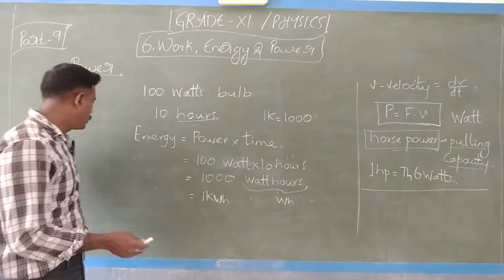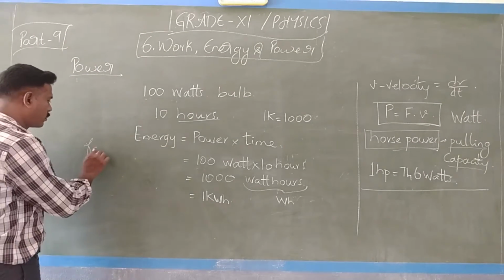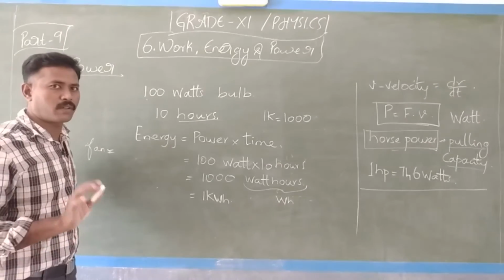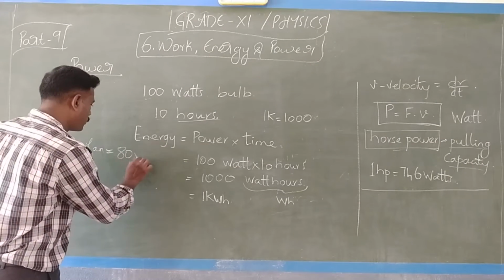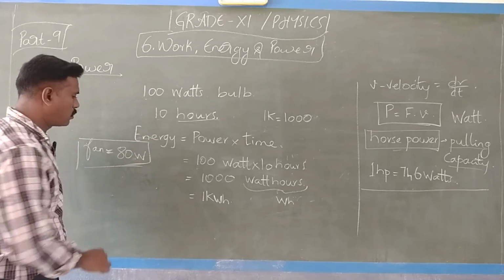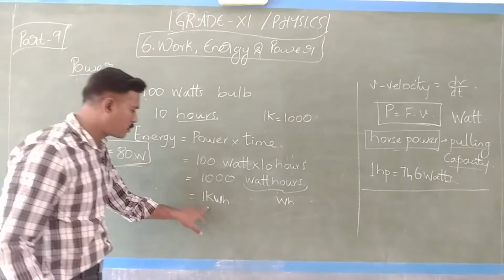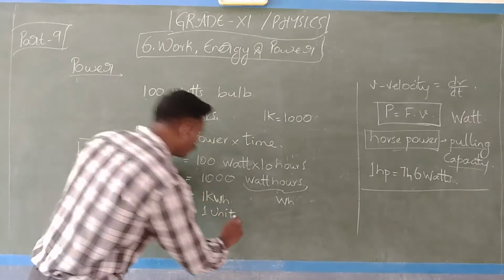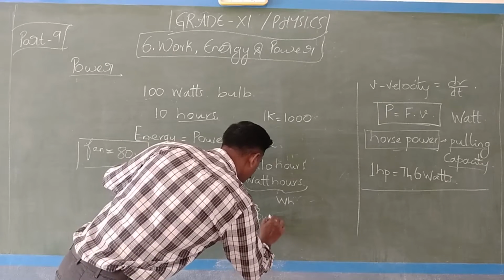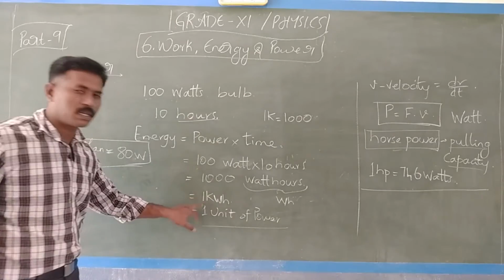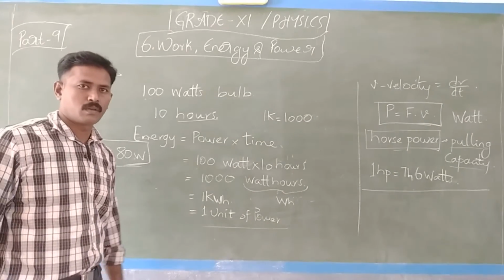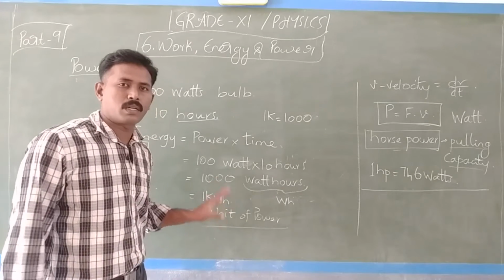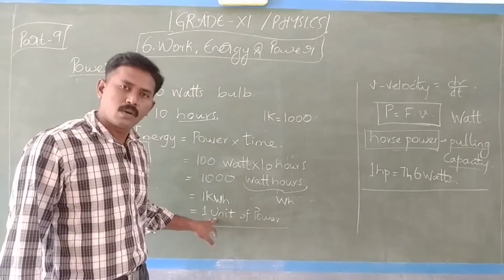You consider your fan. Your domestic fan, the ceiling fan at home, consider its power to be 80 watts. Okay. Then again I will come here. This 1 kilowatt hour is equal to 1 unit. 1 unit of power. What do we call the 1 kilowatt hour? We call it 1 unit. Okay. So when the value is 1 kilowatt hour, I will consider it as 1 unit.